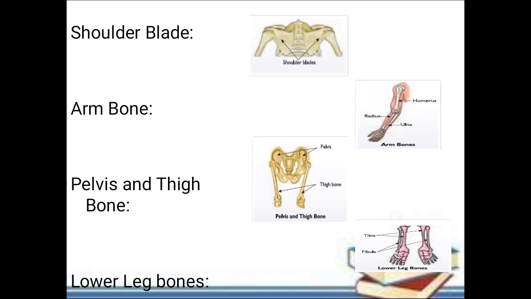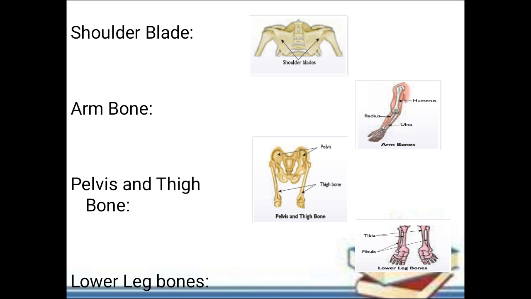Then shoulder blades, it connects collarbone and arm bone. It has a joint which helps to move the arm in different directions. Next, arm bone, it is divided into upper arm, lower arm and hand. Upper arm has a single long bone which is called humerus, and the lower arm has two bones which are called radius and ulna, and the hand is divided into three parts, that is wrist, palm and fingers. All over, 27 bones are present in the hand.